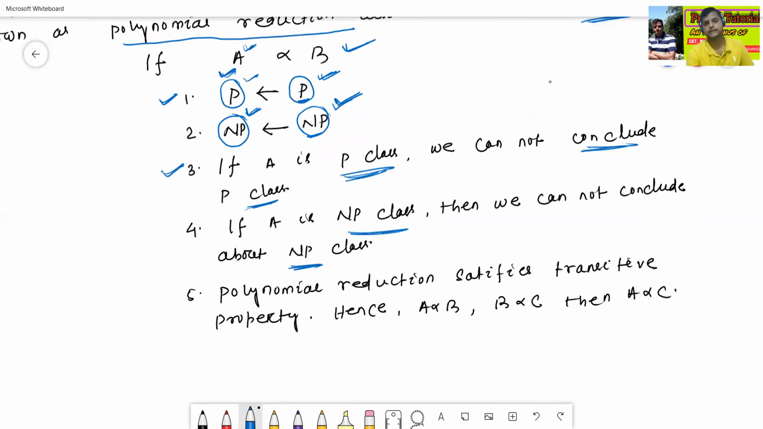The next point, the fifth one: polynomial reduction satisfies the transitive property. What is the meaning of the transitive property? If A is reduced to B and B is reduced to C, then A can be reduced to C. So polynomial reduction always satisfies the transitive property.